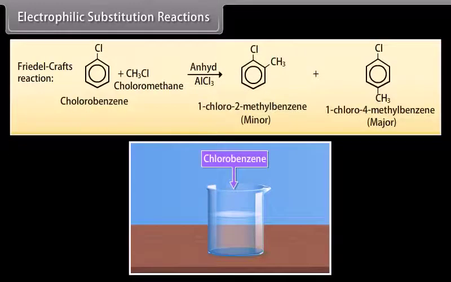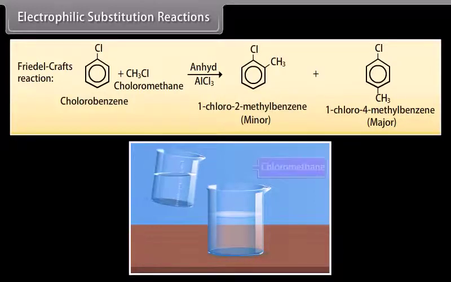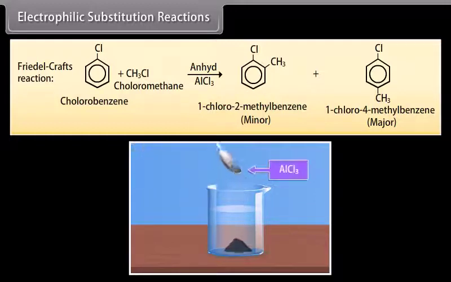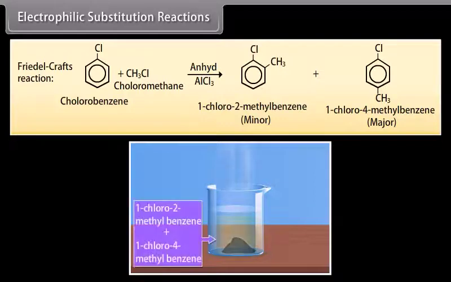Friedel-Crafts reaction. When chlorobenzene is mixed with chloromethane and then anhydrous aluminium chloride is added, it reacts to give 1-chloro-2-methylbenzene, which is a minor product, and 1-chloro-4-methylbenzene, which is a major product.